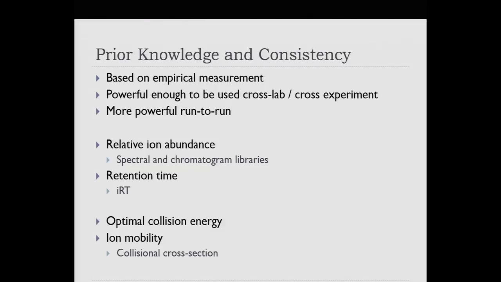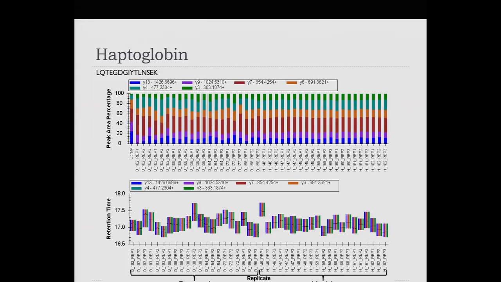We're working with multiple instrument vendors on ion mobility, which again, ion mobility is a property of peptides, which are extremely hard to predict. Nobody has a good predictor for it, but it can be measured and stored and reused.